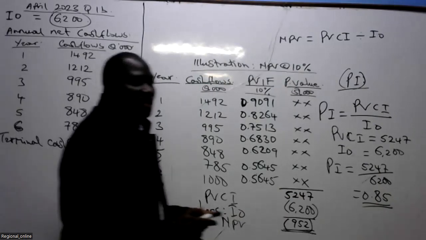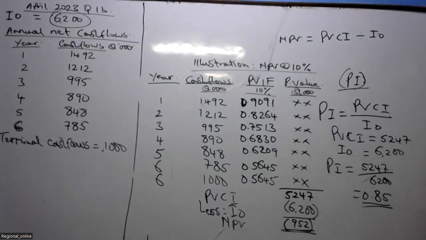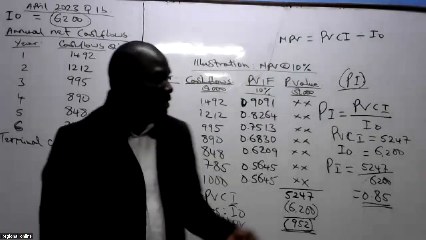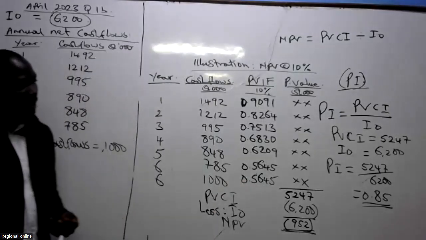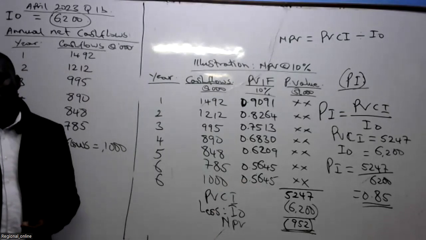Now let me ask, under the PI, is the project good or bad? We are just guessing, even though I have not taught you yet. The project is bad. Why? Because the PI is less than 1.